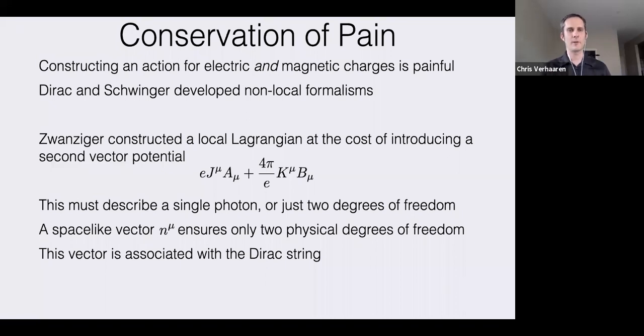As has been pointed out in our discussion so far, there's something of a conservation of pain when it comes to talking about electric and magnetic particles together, about what things you want to make manifest and what things you want to make obscure. For instance, both Dirac and Schwinger developed action formalisms for dealing with electric and magnetic particles together, but they were non-local in their construction. Zwanziger, sometime later, constructed a local Lagrangian, but at the cost of introducing a second vector potential. So you can have local couplings between the electric current and A and the magnetic current and B, but you have to make sure that you're still describing just one photon using two vector potentials. In order to do that, you have to introduce the space-like vector n to ensure that there are only two physical degrees of freedom on shell. But we can show that this n is associated with the Dirac string, which we can make precise, and we will in a second.